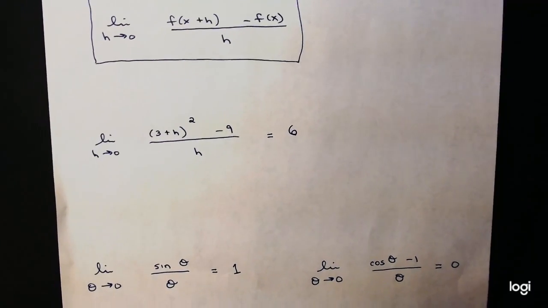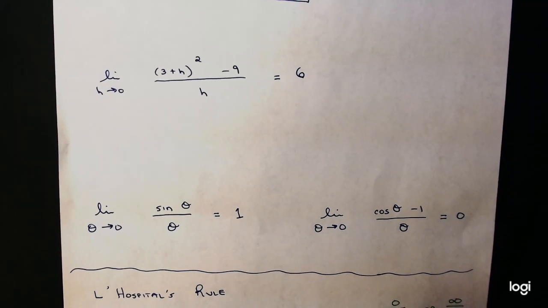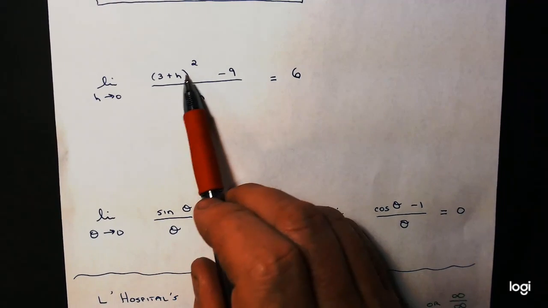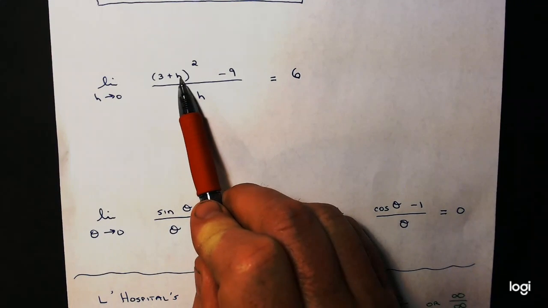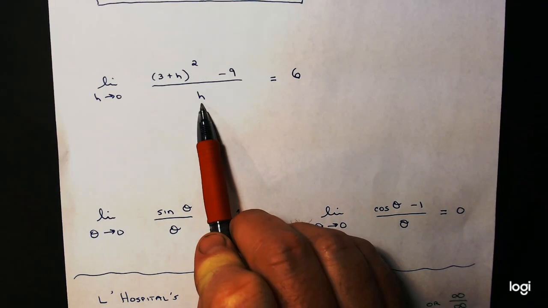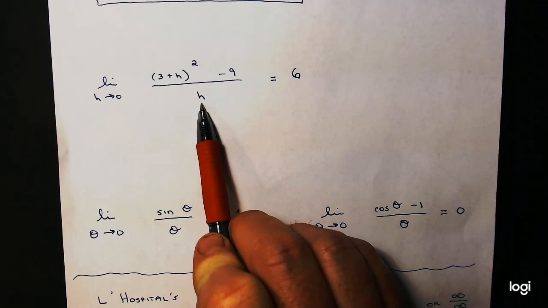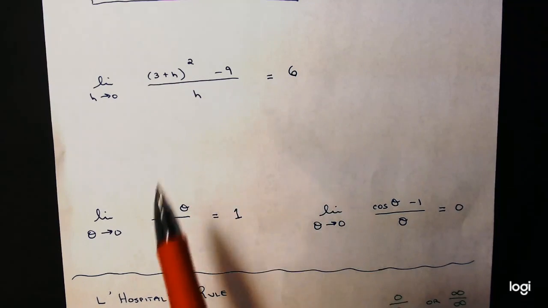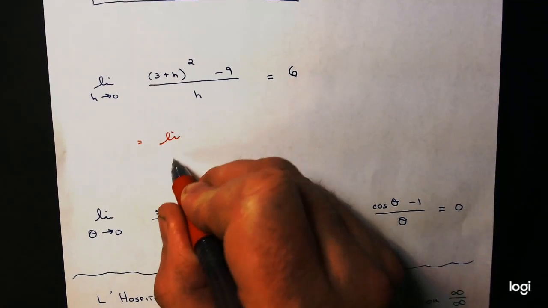Last couple. Instead of using our shortcuts with the definition of the derivative, notice when we plug in a 0, we get 9 minus 9. Plug in a 0, 0, so that's indeterminate. So we don't have to expand this binomial. We can use L'Hopital's rule.